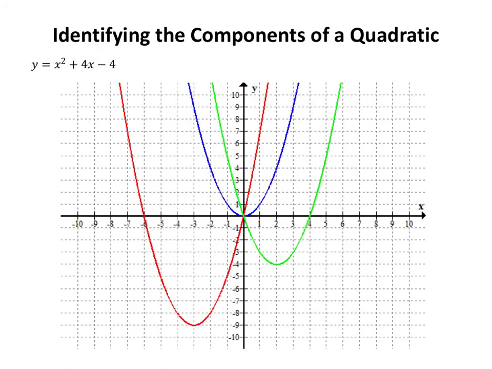Now we're going to start messing with that b term. B is right here. We always start with x squared. The red one is x squared plus 6x. The green one is x squared minus 4x. So if you notice, the c term in all of these is 0, and they all intersect at the origin, at 0.